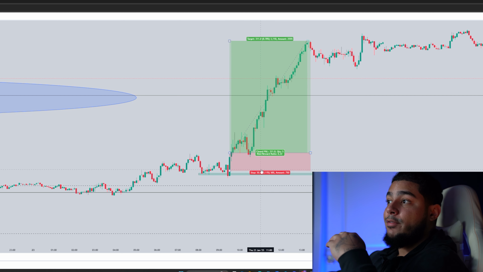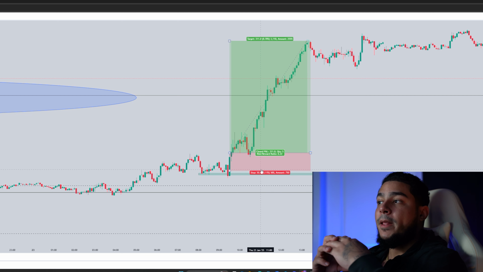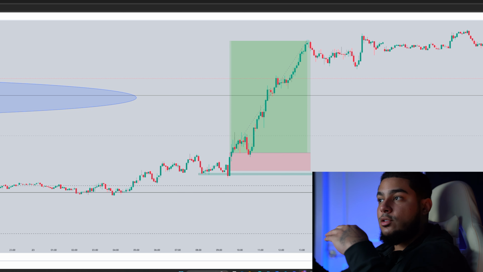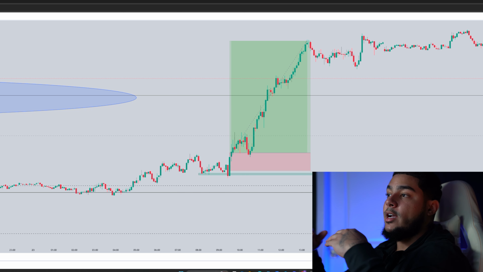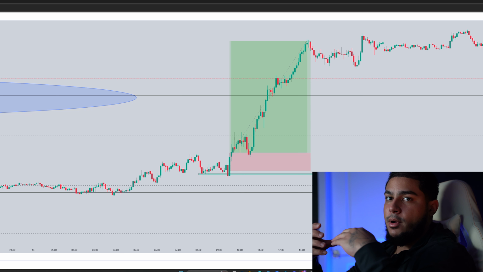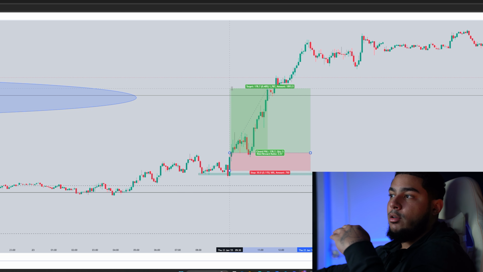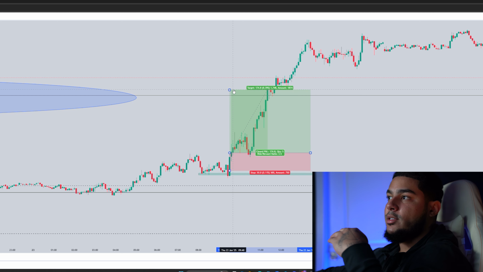So I'm risking 50 points. I trade US 30. So I risk 50 points and I want to gain a 1 to 2, 1 to 3 risk to reward on that. So 2 times or 3 times the amount of money that I'm risking. In this case, if I'm risking 50 points, ideally I want my take profit to be around 100 to 150 points. How do I find that?